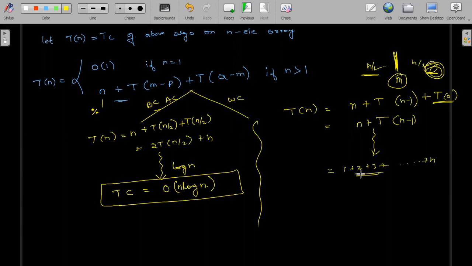That is the reason why you get n into n plus 1 divided by 2. So totally you are going to get big O of n square. This is the worst case. For this also I will tell you.